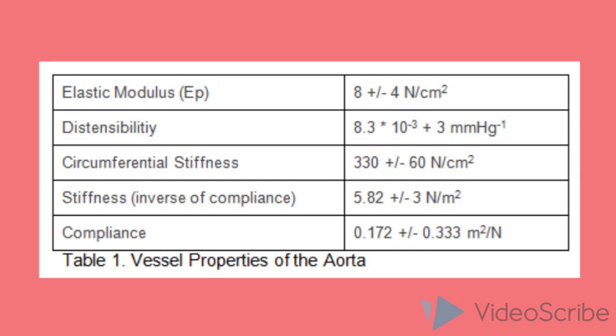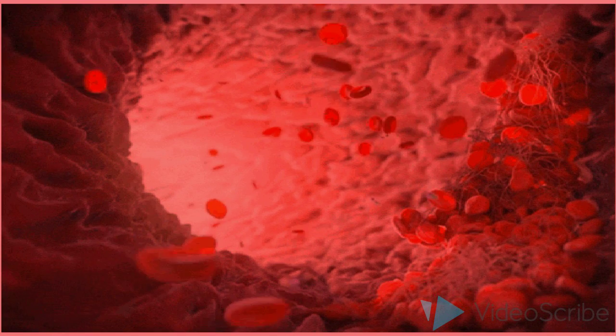The elastic modulus ranges from 4 newton per centimeter squared in young adults to about 10.4 newton per centimeter squared in middle-aged adults. In the elderly, elastic modulus of the abdominal aorta is closer to 14 newton per centimeter squared. Circumferential stiffness is approximately 330 newton per centimeter squared, and the stiffness, which is the inverse of compliance, is about 5.82 newtons per centimeter squared.